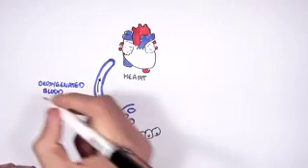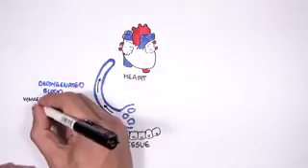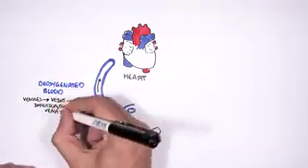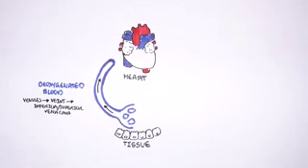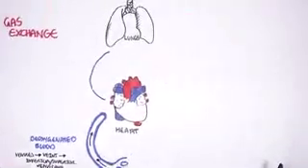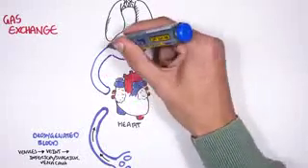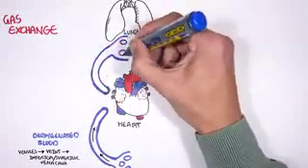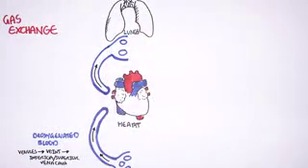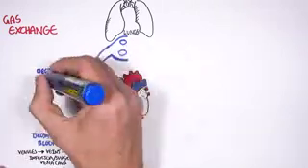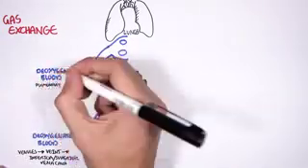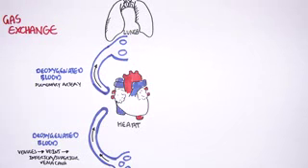Now, the blood leaving the tissues will be in venules, veins, and then as it enters the heart, it can either enter through the inferior or superior vena cava. So it will enter the heart, and then from the heart will pump this deoxygenated blood through the pulmonary artery.